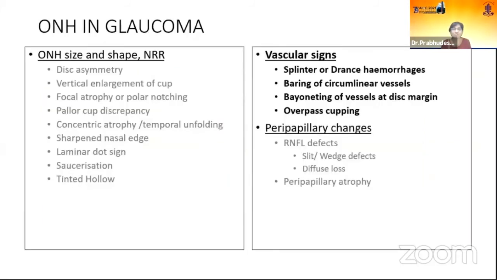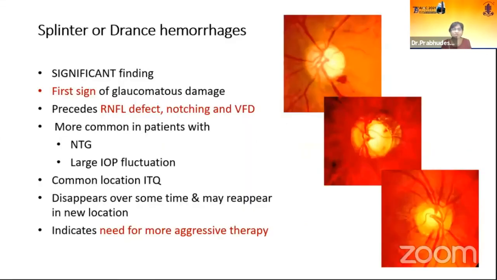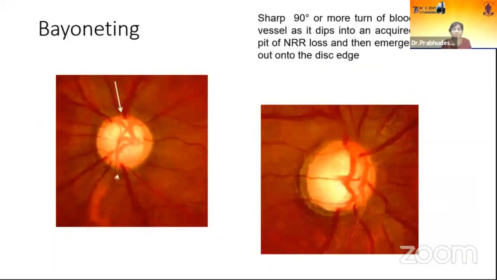So coming to vascular signs, there can be splinter or trans hemorrhage. This is a significant finding and can be a first sign of glaucomatous damage, more common in NTG and large IOP fluctuation. It precedes RNFL defect, notching, and even visual field defect. Disappears over some time, but this indicates that there is a need for more aggressive therapy.